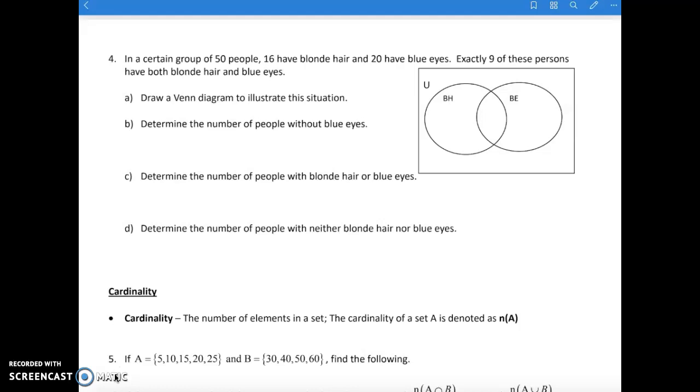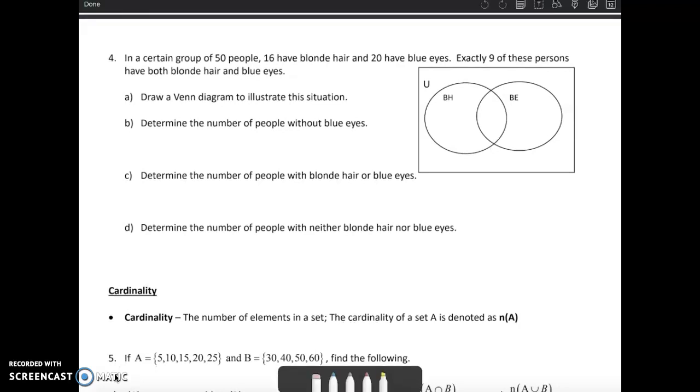On these, what you really want to do is work from the inside out. So I'm going to start with the fact that exactly 9 of these people have both of these features. That goes in the overlapped area. I'm going to write a 9 inside there to represent the number of elements in there. I don't have all 9 people's names written in there; the number just means that's how many people fall in there.